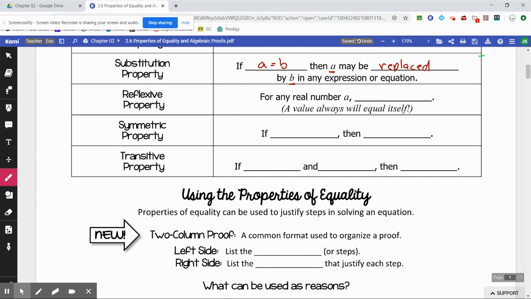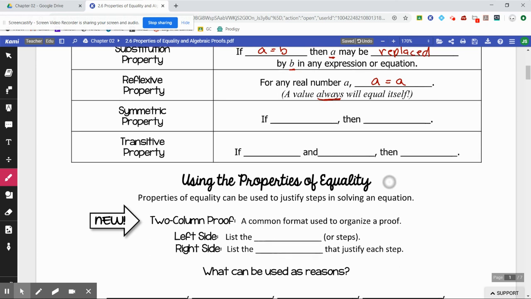Reflexive, for any real number A, the reflexive property says that A is equal to itself. A is equal to A. The reflexive property, 3 is equal to 3, 4 is equal to 4. A value always will equal itself. And you might think, well, when will we ever use that? But we are going to use that in some of our proofs.